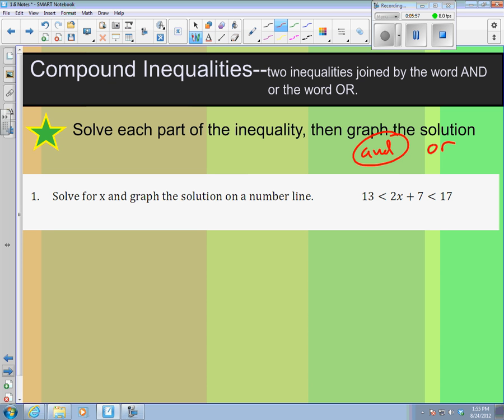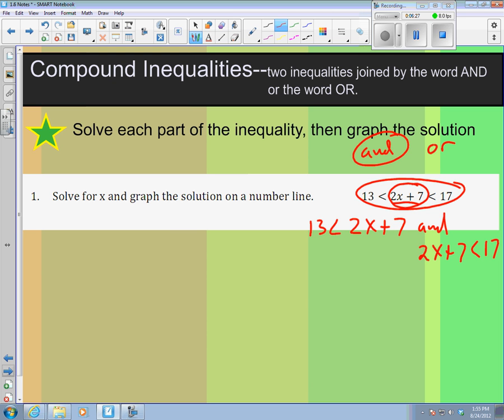There's two inequalities here. That's what makes it a compound inequality. But they're all written together like this. When they're all written together like this and there's no statement there, it's an and statement. The way you would break this problem up, and the way you would actually read it, is take the 13 is less than, what is it less than? 2x plus 7. And 2x plus 7 again is less than 17. So you break it up, you put the 2x plus 7 with both inequalities, and that's your problem. So we got 13 is less than 2x plus 7, and 2x plus 7 is less than 17.